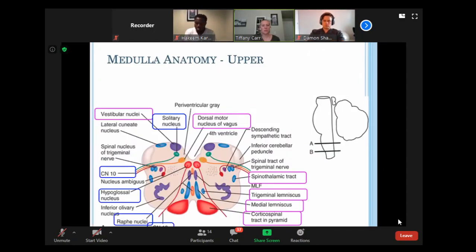So the upper medulla, we have the spinothalamic, trigeminal lemniscus, medial lemniscus, cranial nerve 12, the Raphe nuclei, hypoglossal nucleus. I think I pointed at one of these incorrectly. Oh, that's the same. The vestibular nuclei, the solitary nucleus, and the dorsal motor nucleus of the vagus.